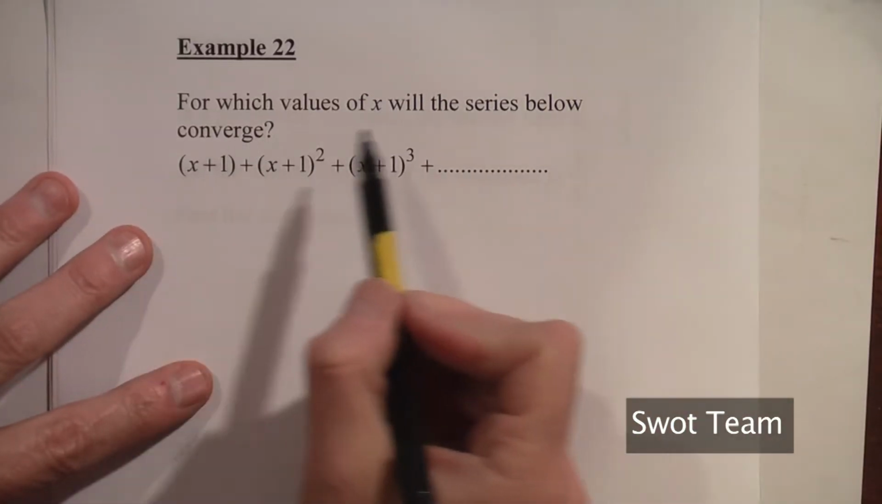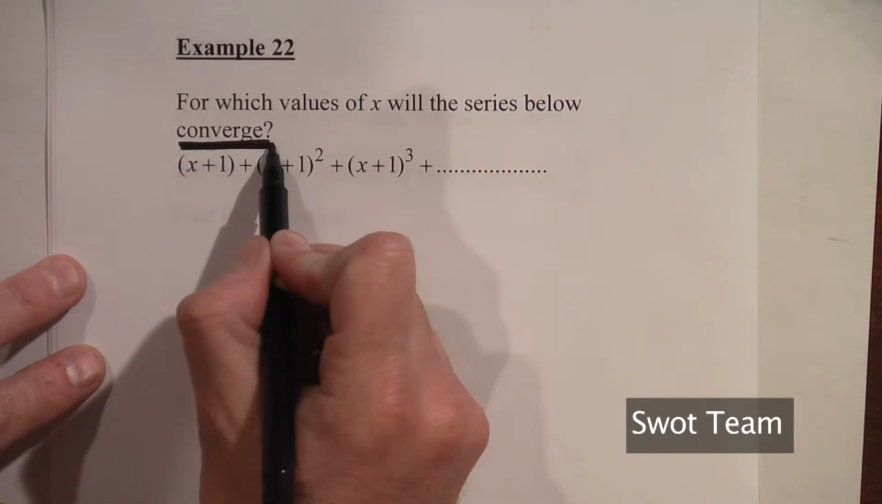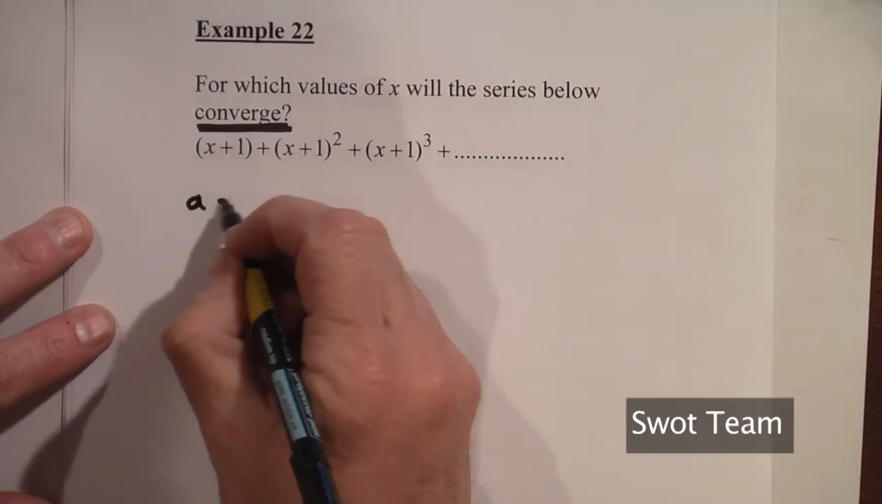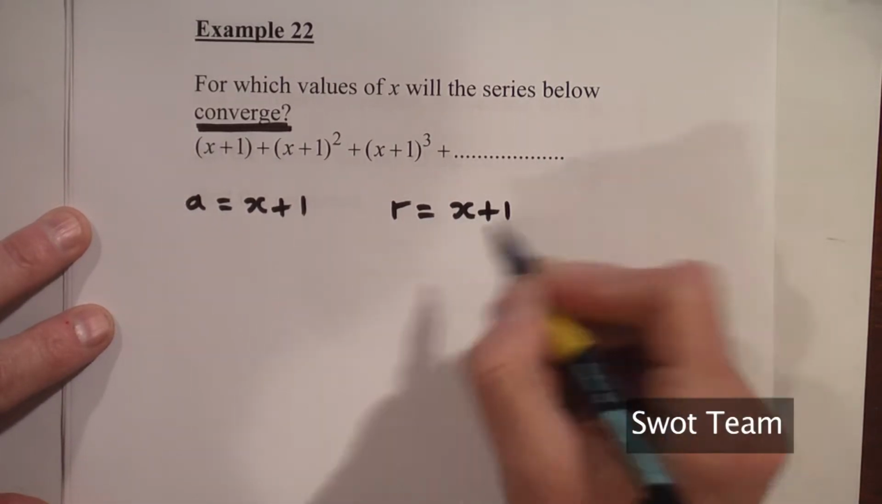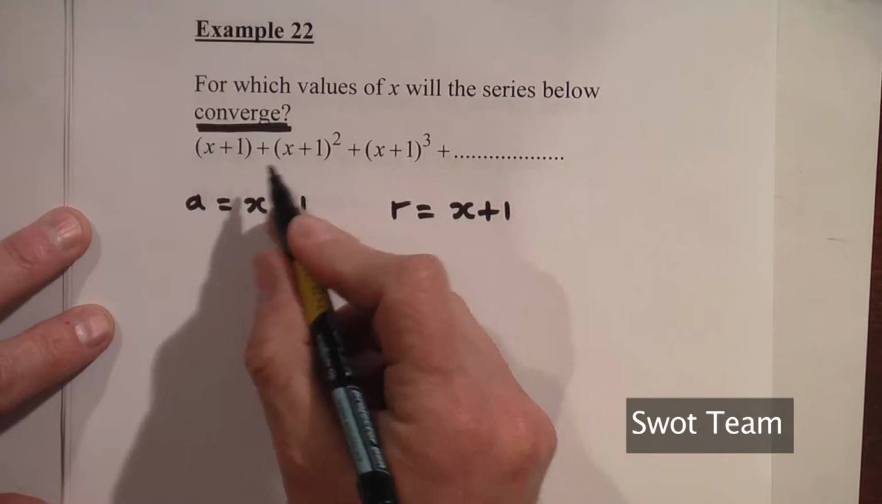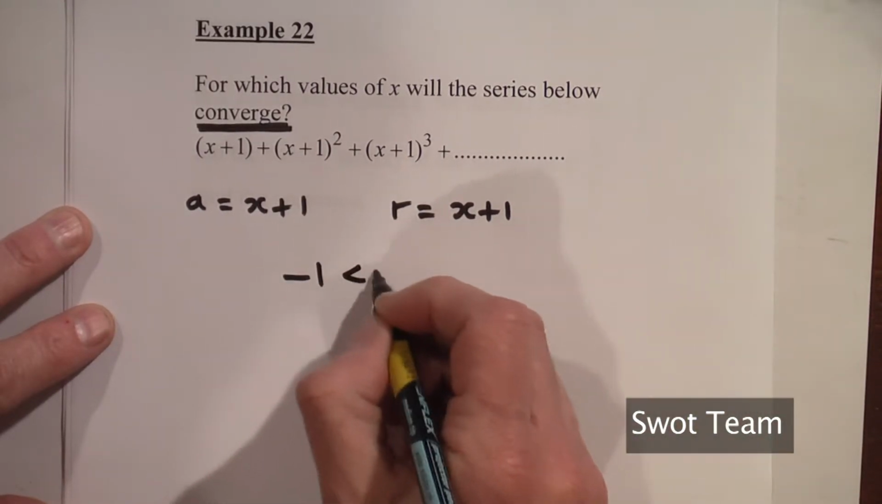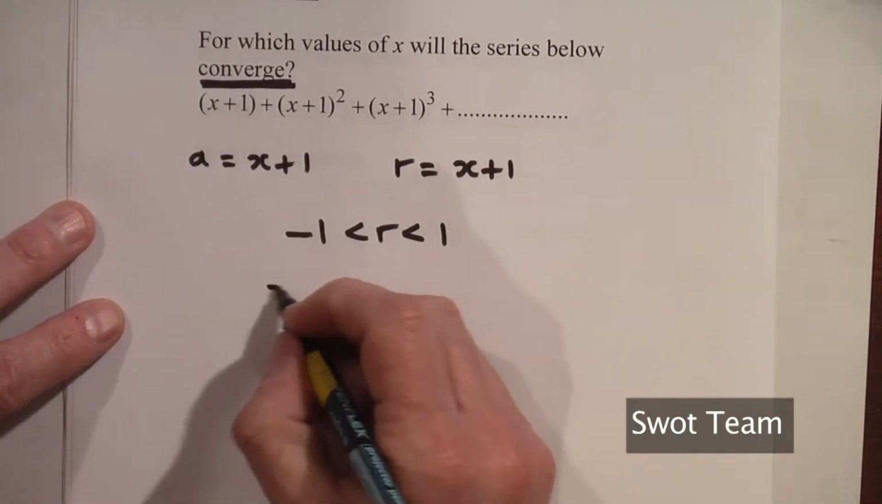Watch this. For which values of x will the series below converge? Okay, converge. Well, what do we know about a convergent geometric series? Is it geometric? Look at this. The first term is x plus 1. The constant ratio is x plus 1. You keep multiplying by x plus 1. But for convergence, that's got to hold true. What's the constant ratio? x plus 1. So let's sub it in.